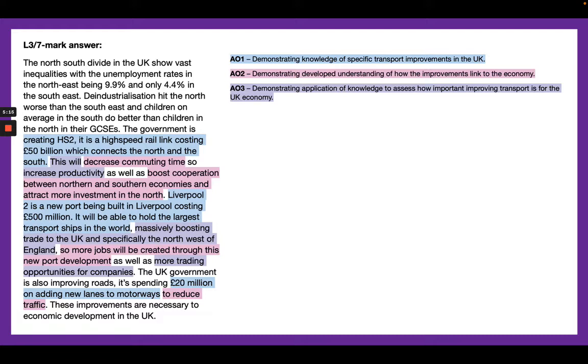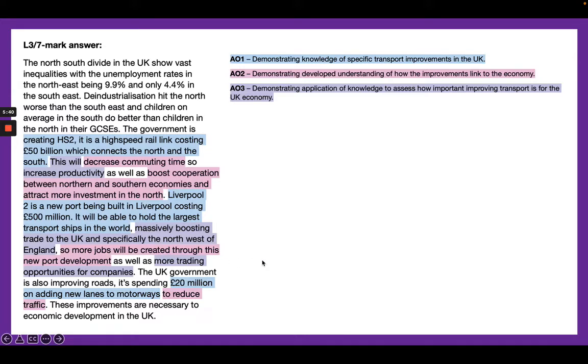AO1, knowledge of specific transport improvements. This is strong. HS2, 50 billion. Liverpool 2, 500 million. Largest transport ships in the world. 20 million on adding lanes to motorways. Lots of AO1. And that AO2 is really strong as well. Decreasing commuting time, boost cooperation. Jobs will be created in the new port.